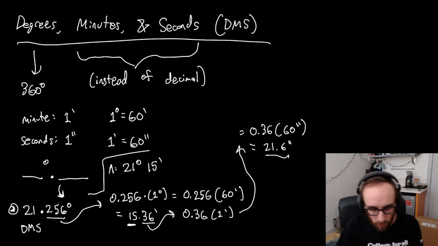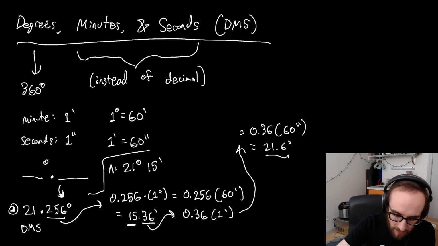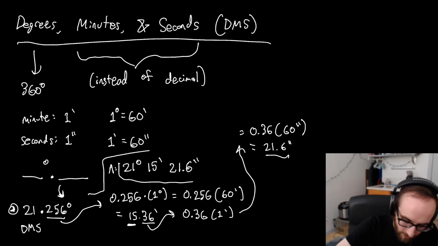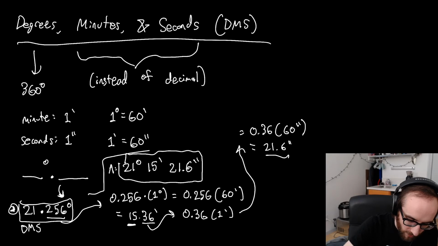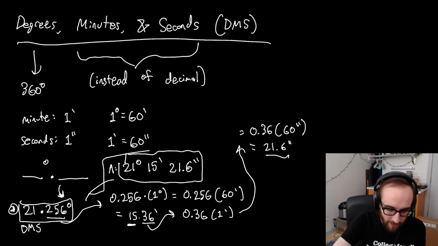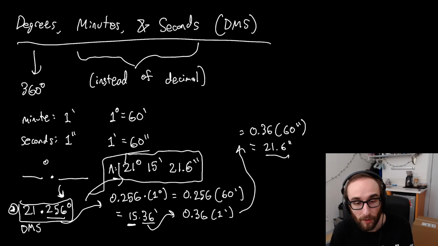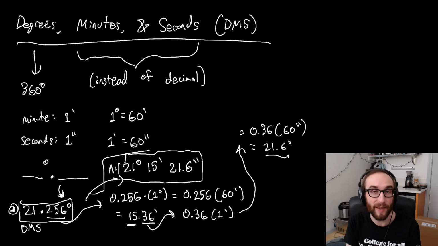We can't break it up anymore. So we're just going to write 21 degrees, 15 minutes, and 21.6 seconds. And this is our answer for converting 21.256 degrees into degrees, minutes, and seconds. So it's written as 21 degrees, 15 minutes, and 21.6 seconds. So we're just taking the remainder and then multiplying it by 60 to convert to minutes and seconds.